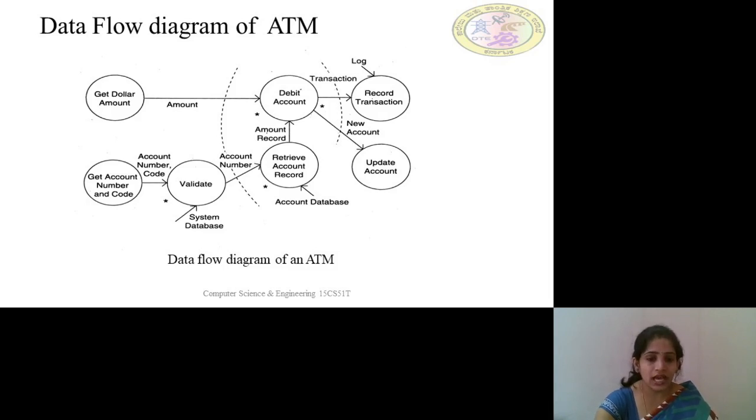If you see, these arrow marks indicate how the data will flow, and this asterisk or star mark identifies the multiple transactions. That is, first the account number will be validated. After the validation, we can retrieve the respective record and the amount will be debited with a particular dollar amount. After the completion of the transaction, it will be recorded in the log activity. After it is recorded, it will update the account. So this diagram shows how we can write a data flow diagram for a simple ATM transaction.